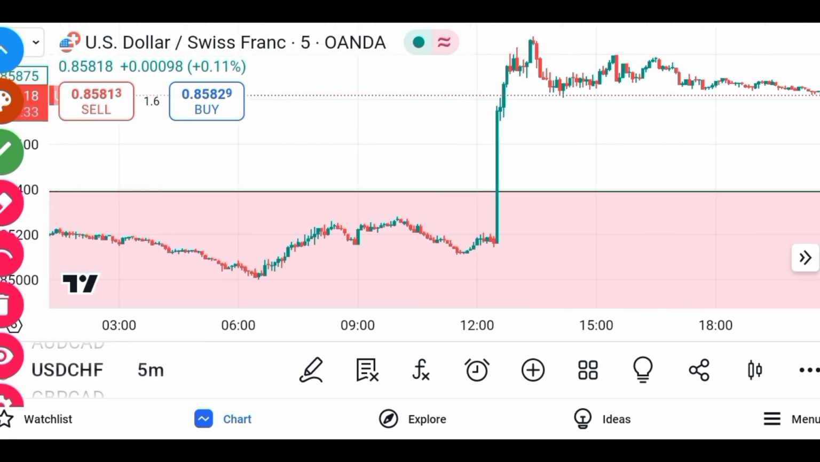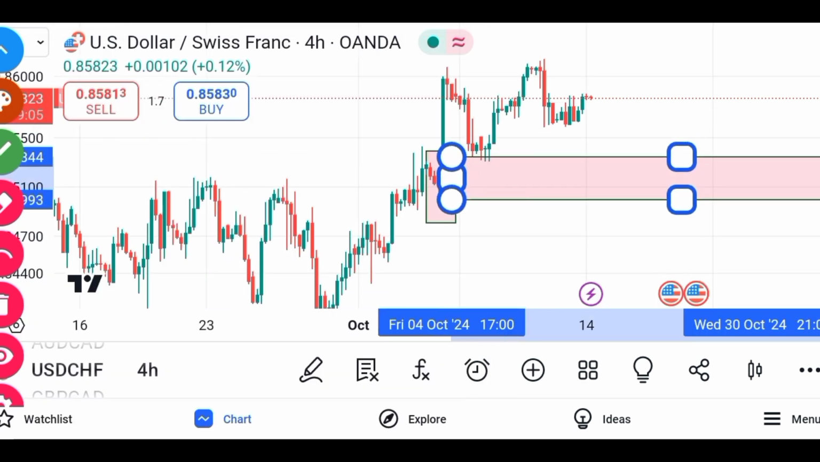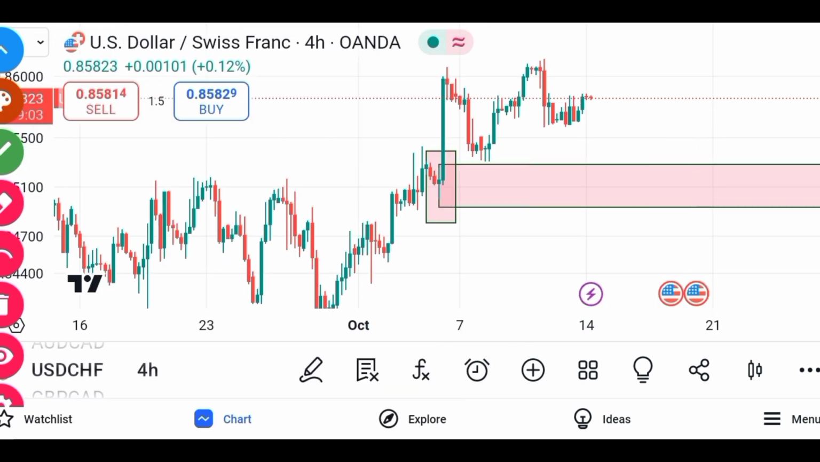Can you see this candle? And this is what we know as the imbalance. So let's go back to the higher time frame so that I can interpret it well. This is what we know as the imbalance. So let me push back my order block the way it was before. You can see the order block.